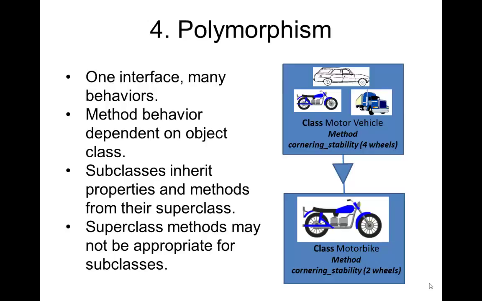But what we can do is we can define the method again at the class motorbike level. So we've got exactly the same named method, but we've got one version at the motor vehicle level and one version at the motorbike level. And this is sometimes called overriding. So if you've ever heard of overriding methods, this is an example of an overriding method.